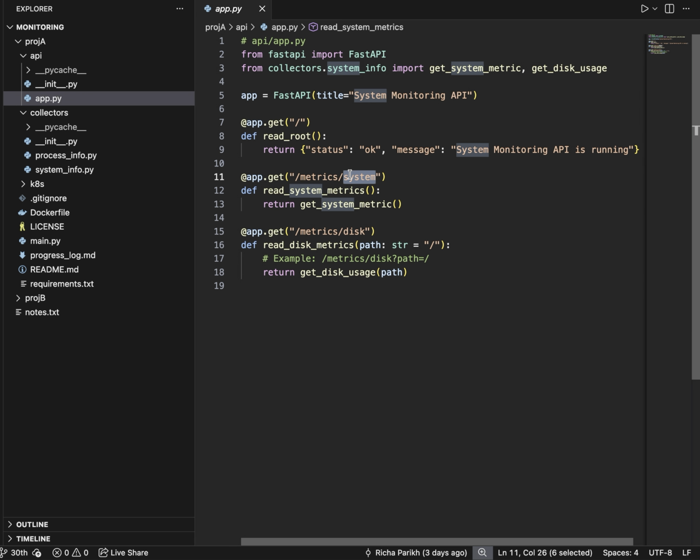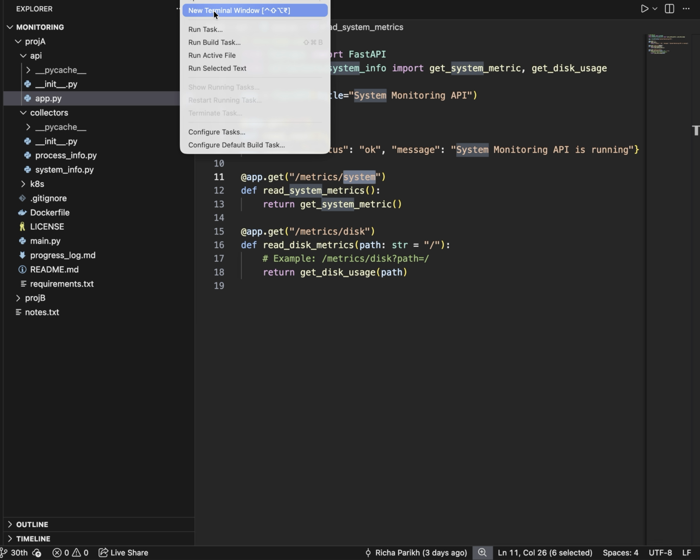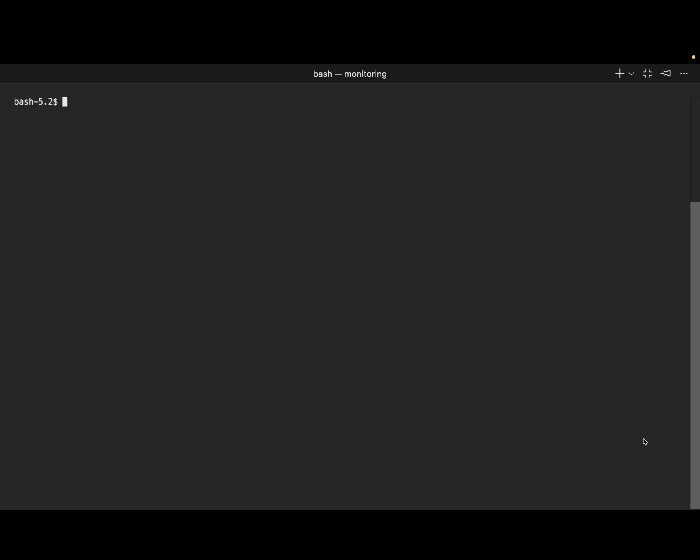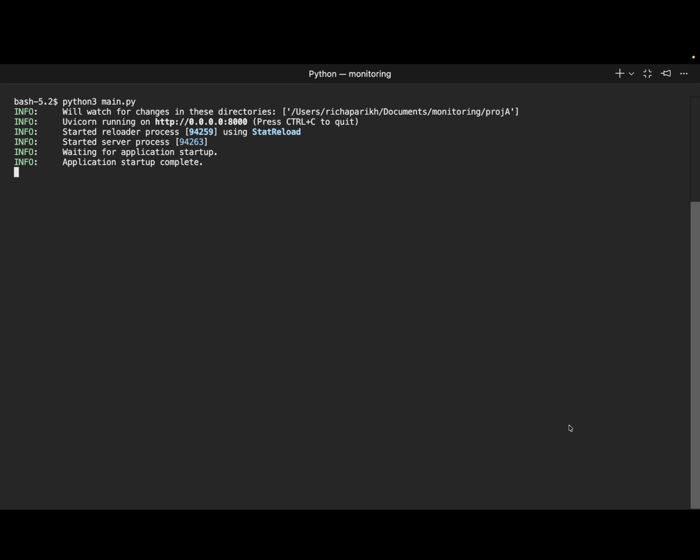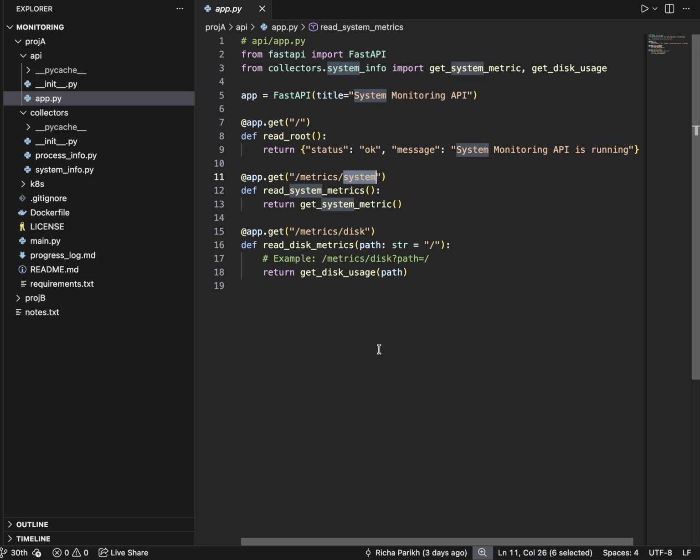So if we want to see the output, we can check in the terminal. Here, if we run our main Python file, it will show us that it is running on Uvicorn. And if we open this URL, our collected data is exposed as JSON. Any monitoring tool or dashboard can consume this format.